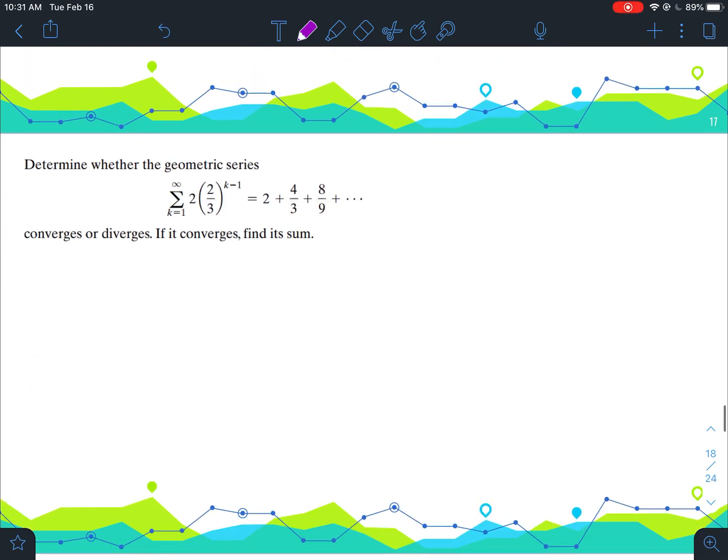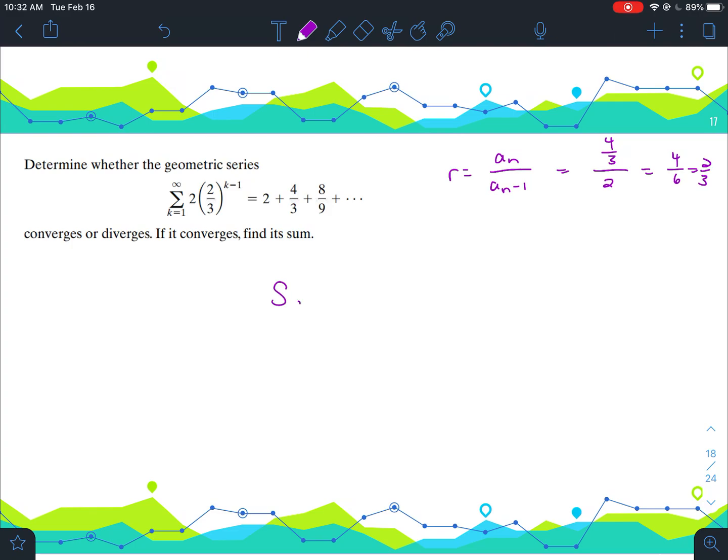All right, so determine whether the geometric series 2 times the quantity 2 over 3 raised to the k minus 1 power, which is 2 plus 4/3 plus 8/9 plus ... forever and ever, converges or diverges. So we've got to find the common ratio. So remember, to find a common ratio, you can take a term divided by the previous term. So we can take 4/3 divided by 2, which would be 4/6, which is 2/3. So the common ratio is 2/3, which is in between -1 and +1. So this is going to diverge because the common ratio's absolute value is less than 1.